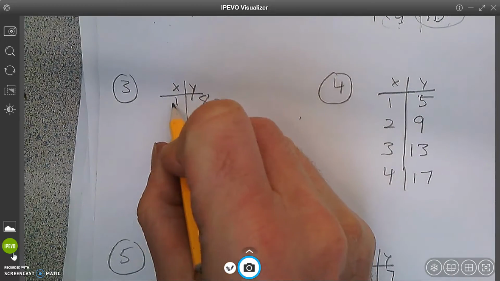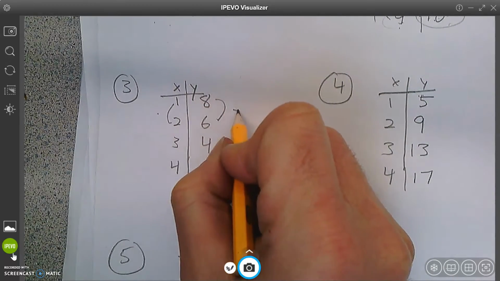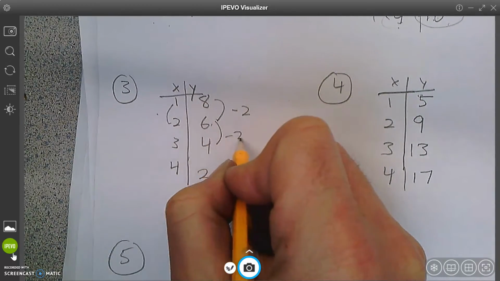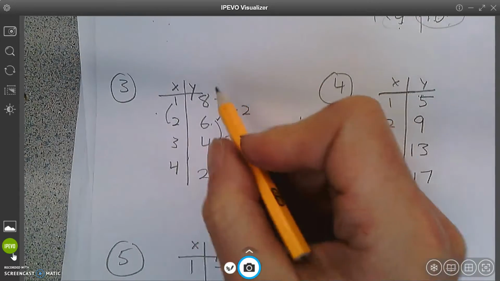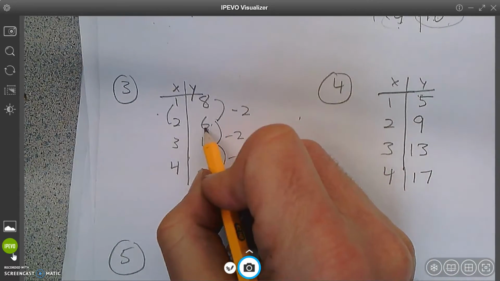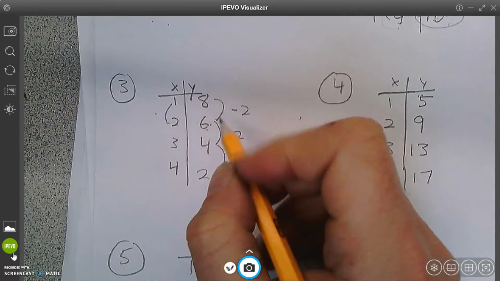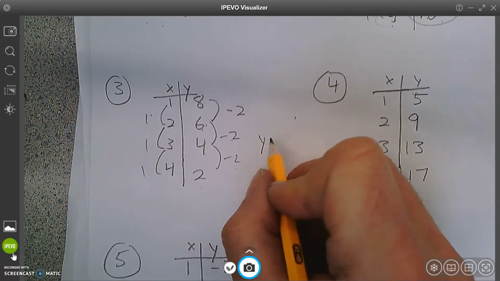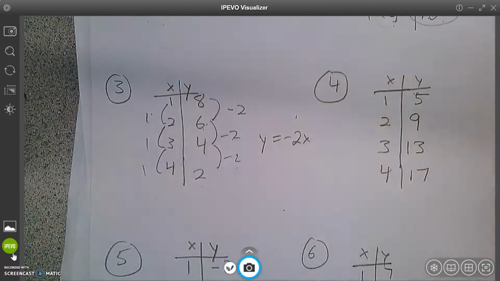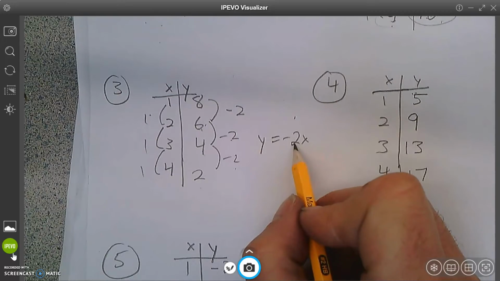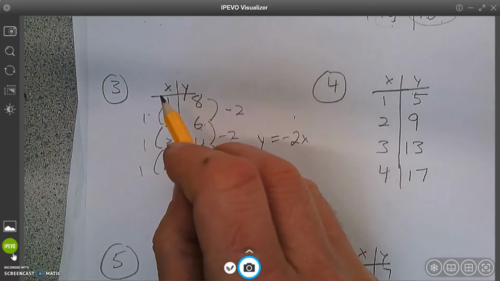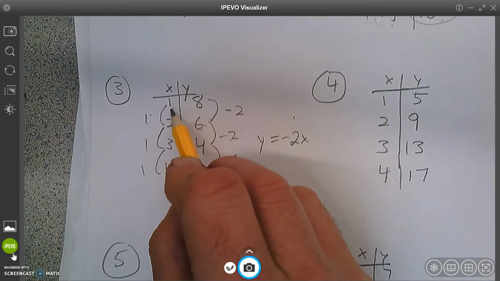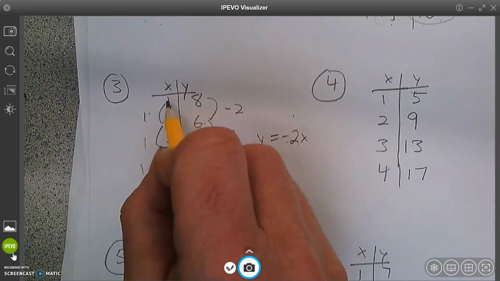All right, here we go. What's the change in y? That'd be going down 2 or subtracting 2. Because 8 minus 2 is 6. 6 minus 2 is 4. 4 minus 2 is 2. There we go. Okay, so now I'm subtracting 2. So I'm going down 2 first. So I'm here. Negative 2 times 1.